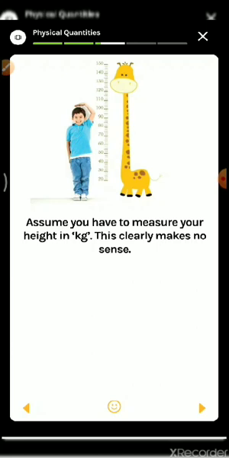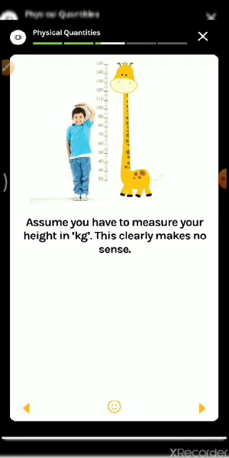Height can be measured with the help of a meter ruler, but kilogram is the unit of mass. Mass means the amount of matter contained in it. So that's why this clearly makes no sense. We cannot use kilometer while measuring the volume of a substance. We cannot use meter for measuring the density of a substance.